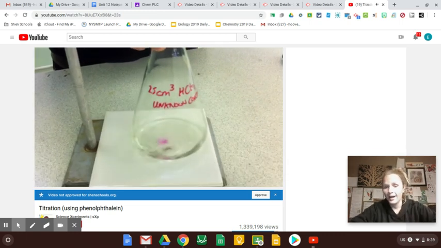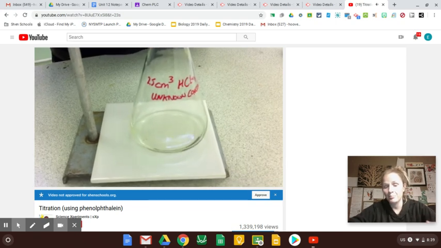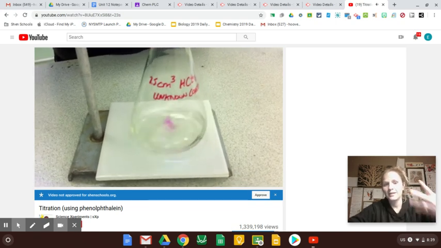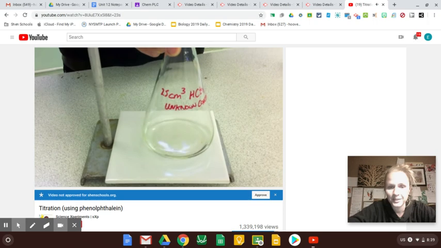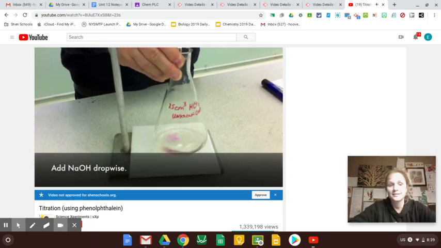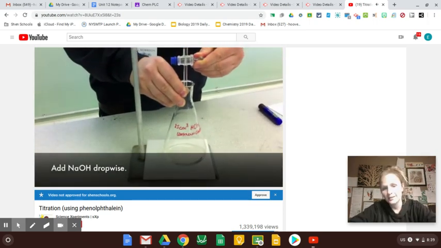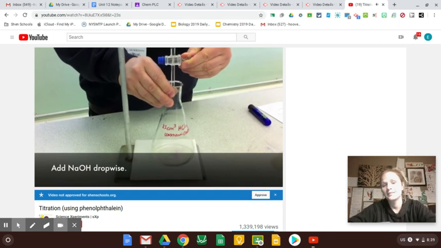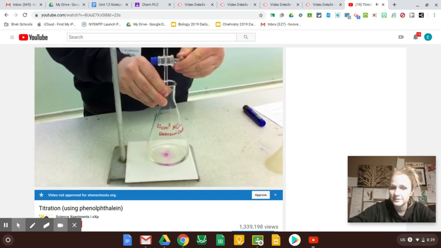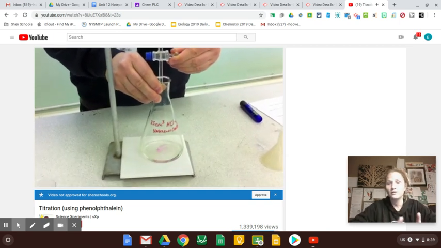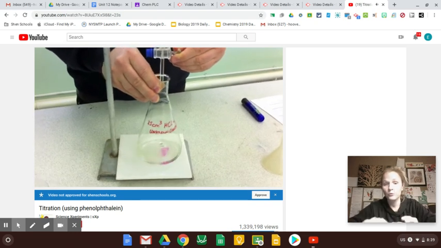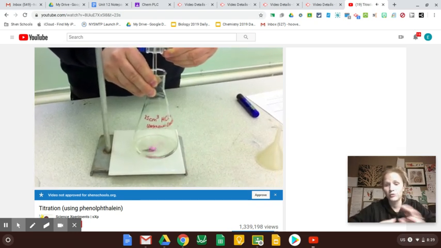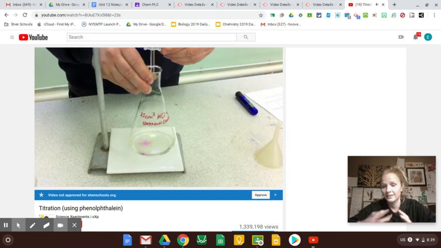So I'm going to keep adding drop by drop of base, and I'm going to keep watching. Okay, the pink still disappears. It's still more of an acid than it is a base. I keep adding a little bit more base, seeing that pink. Oh, it disappears. I'm looking for the point when I go one drop over and it will stay a light pink. So I know I'm right around in between acid and base and it is neutral.